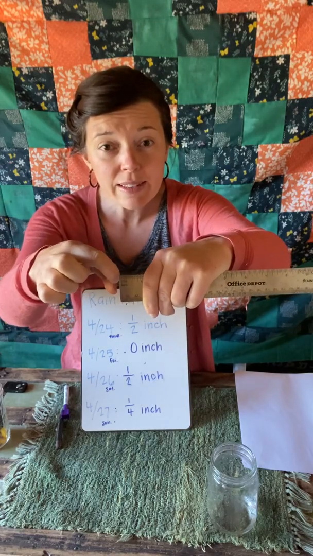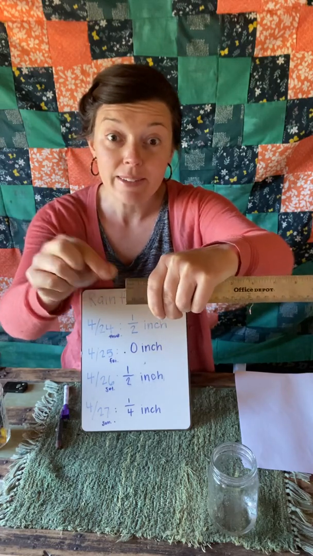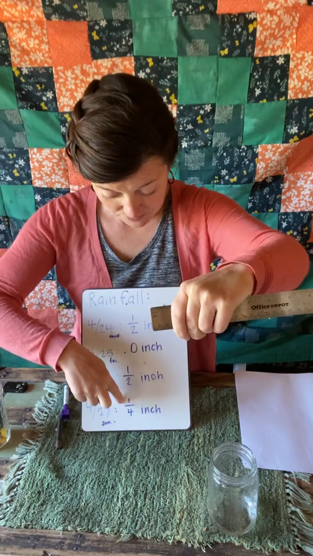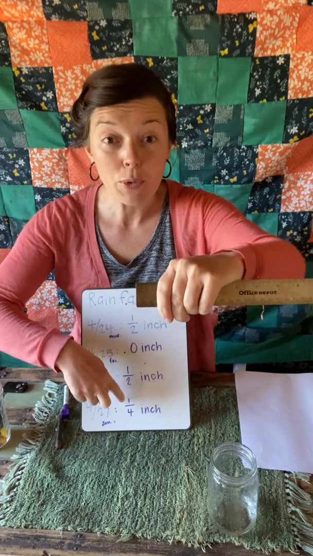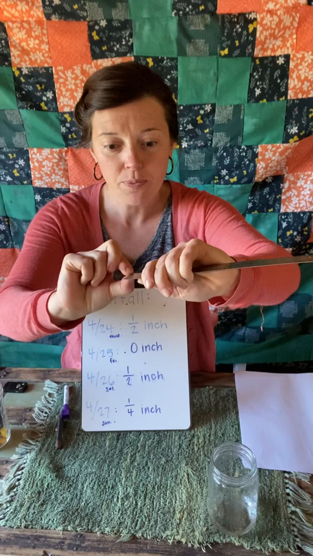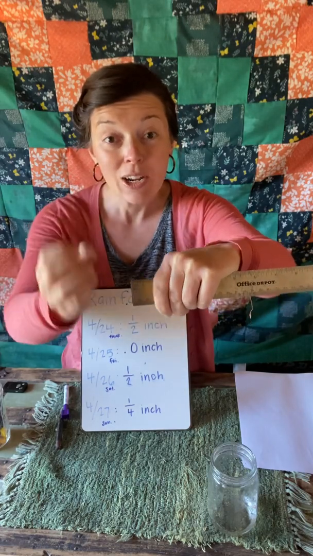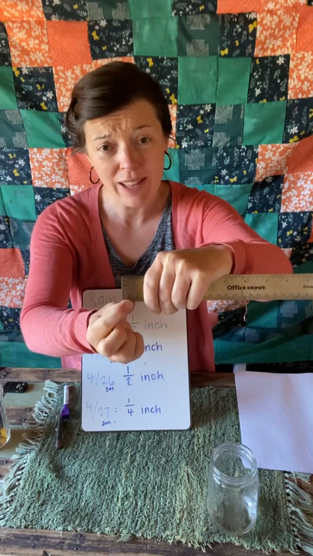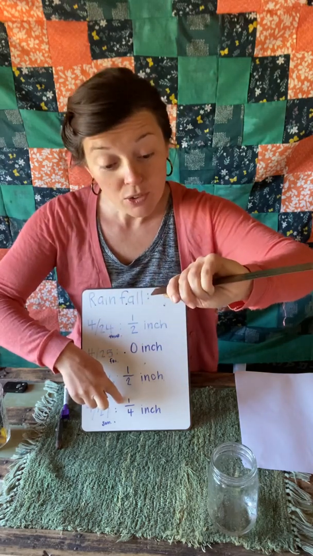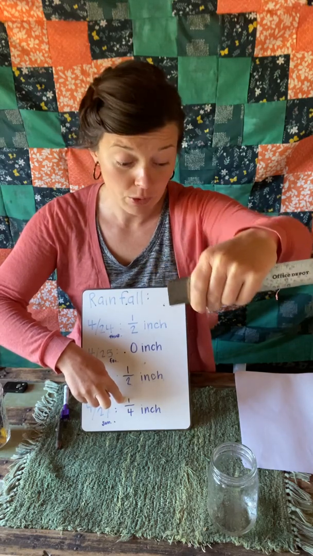So each of these little black marks between the 0 and the 1 symbolize a number, symbolize an amount. And we write those or talk about those like fractions, okay? So it didn't rain a whole inch, it rained only a part of an inch, and that part was 1/4, okay? So you can take some time to figure out where 1/4 might be on the ruler.